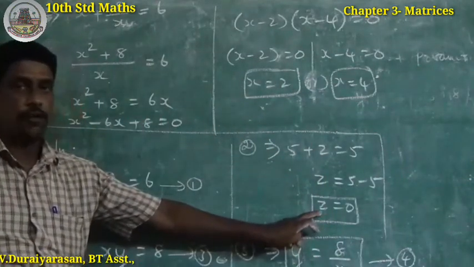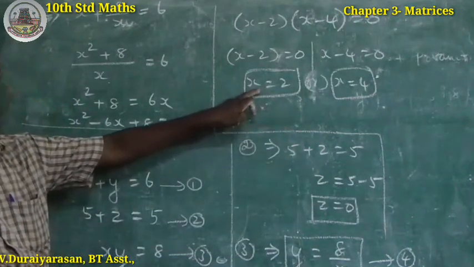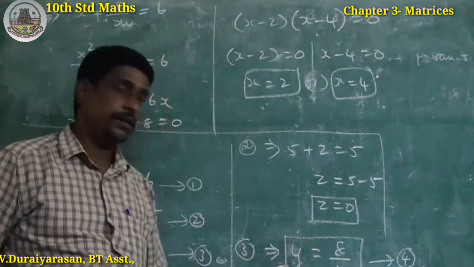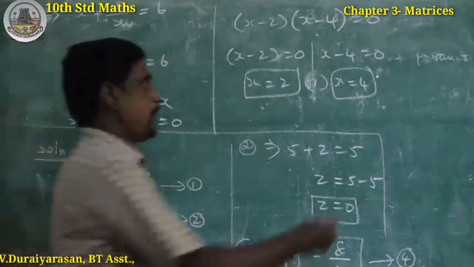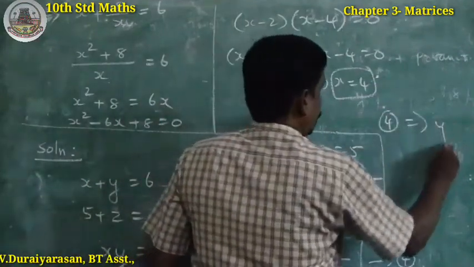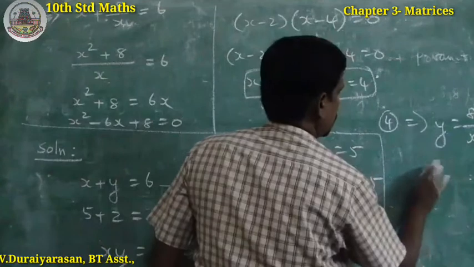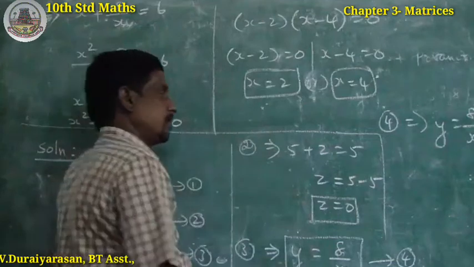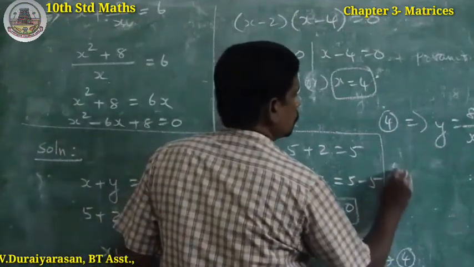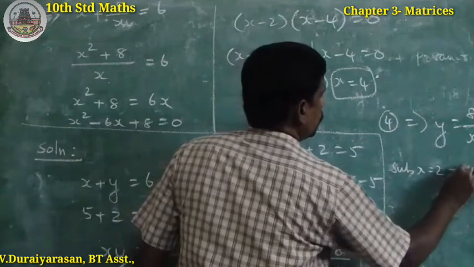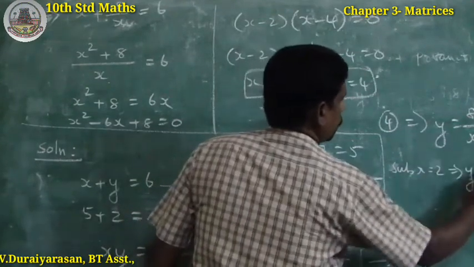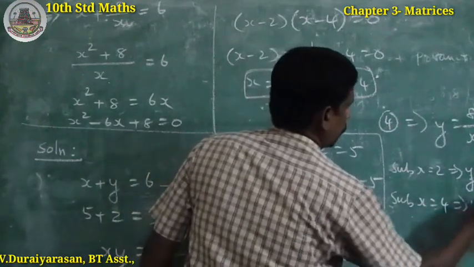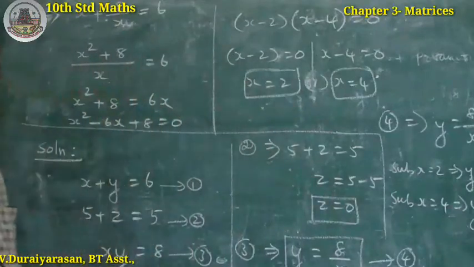Already to find the value of z, here x is equal to 2 or 4, y equal to what? y is the unknown value. To find the value of y, 1 implies that y equal to 8 by x. Right? What is the value of x? Two answers. First substitute x is equal to 2, we get y equal to 4. Substitute x is equal to 4, y equal to 2.